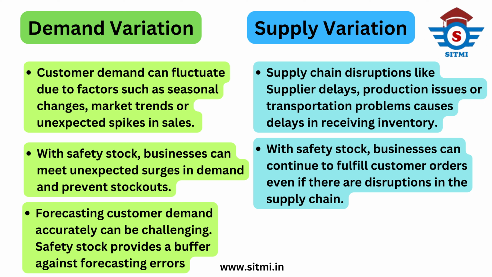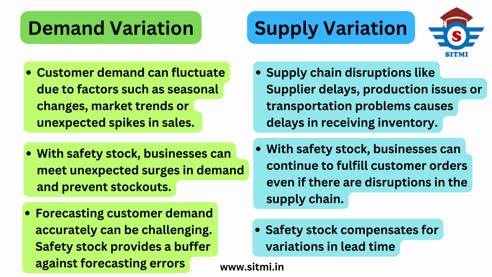In these disruptions, lead time variability plays a major role, because any delay like production issues, transportation issues, or supply delay issues affects it. Safety stock compensates for all these variations in lead time. Lead time is basically the time taken for an order to be fulfilled from the point of placement till the point of delivery. If lead times are unpredictable or longer than usual, safety stock ensures that inventory is available to meet the customer demand during the lead time.